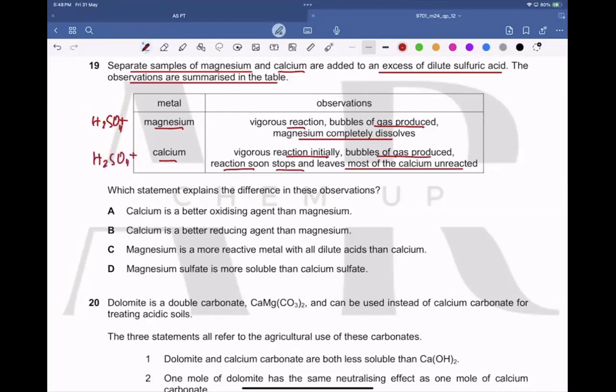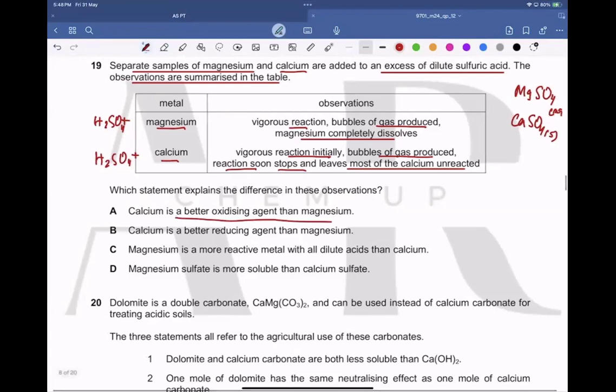Because the sulfate solubility decreases down the group. So magnesium is at the top and calcium is below. So when magnesium sulfate is formed, it is water soluble, but calcium sulfate is only partially water soluble because its solubility is lower. So that's why the reaction would stop and most of the calcium stays unreacted. That's what I assume. Calcium is a better oxidizing agent than magnesium.